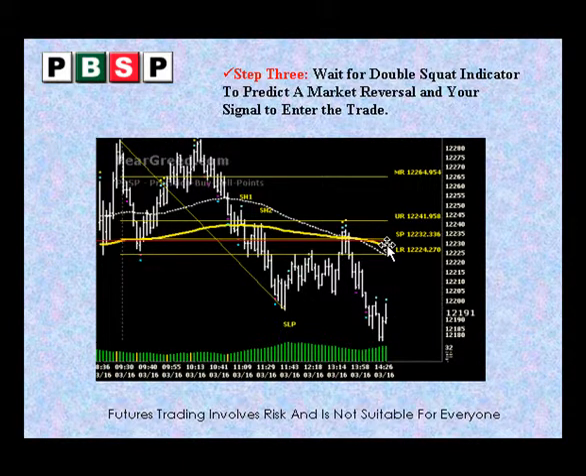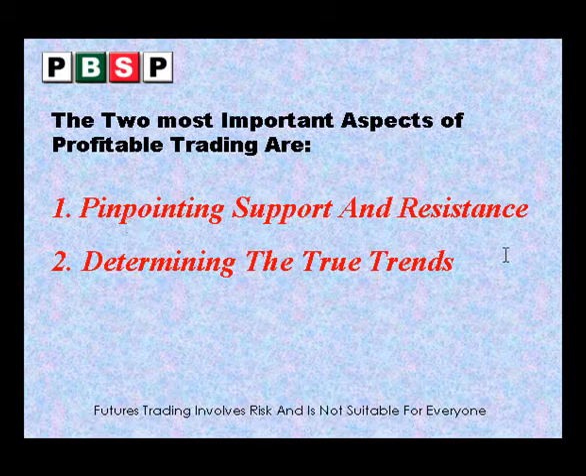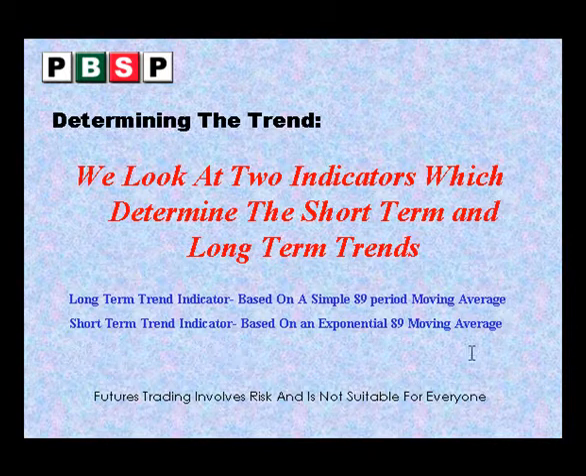And also make note of the yellow and the white dotted line here. We're going to cover that next. Now, as we mentioned about finding support and resistance, we want to look at the 2 most important aspects of profitable trading, and one of them we did cover, support and resistance, and the other is determining the true trends. That's where the yellow line and the white dotted line come into play.